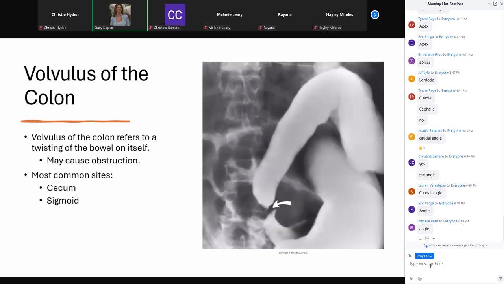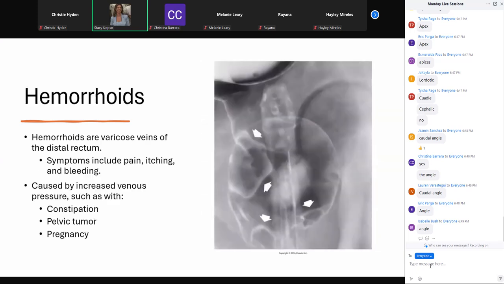Volvulus of the colon, that's when the bowel twists on itself, which could then cause an obstruction. You usually see that around the cecum sigmoid area. Hemorrhoids, varicose veins of the distal rectum. You can see the enema tip there. You'll get pain, itching, and bleeding. And it's usually caused when there's too much pressure, like constipation, pregnancy.